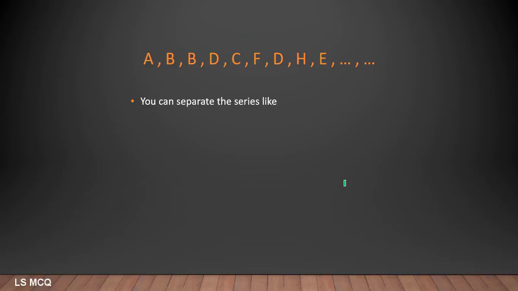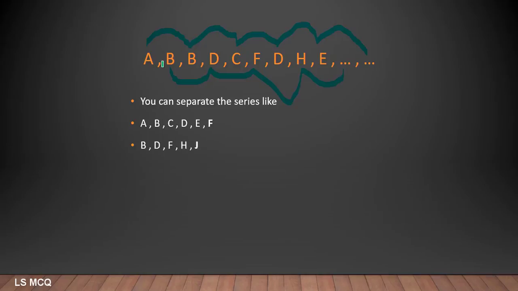So here we will separate the series, again using the process we applied in the previous question. We take each alternate character. We take A, B, C, D, E. So immediately you can see that the next should be F. You see, it's quite easy. And we take another series like this: B, D, F, H, and then next. So we are jumping 2 steps here.